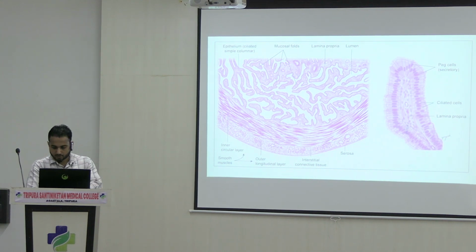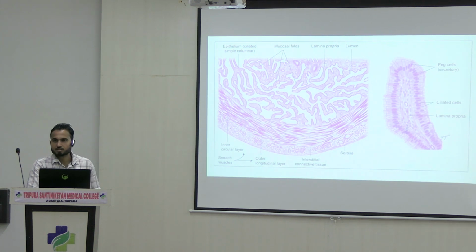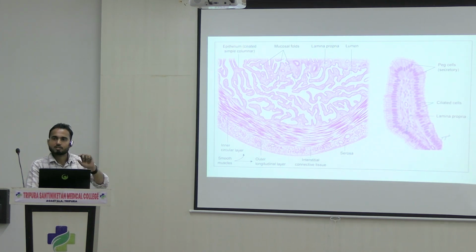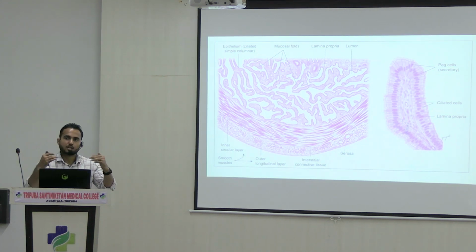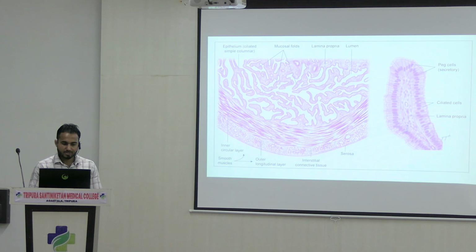Three layers are there in the fallopian tube. First, the lining epithelium, along with secretory peg cells, supported by the lamina propria. Mucosal folds almost occupy the lumen. Next is the muscle coat, with two distinct layers, inner circular and outer longitudinal. The outermost is the serosa, which is mainly derived from peritoneum.